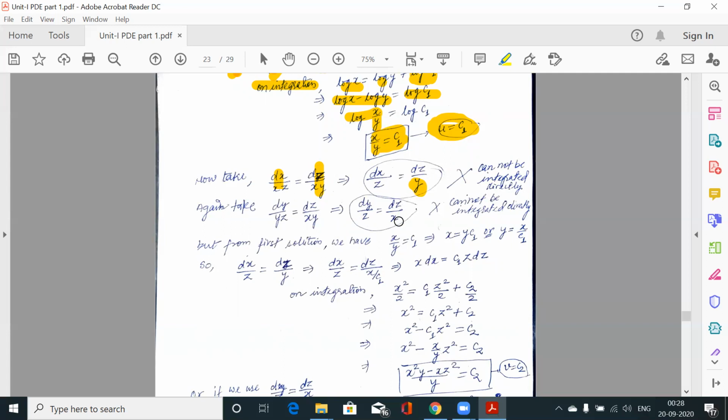Similarly, if we take these two fractions, what was the problem? This x was the problem. If we replace this x by this x value, y c1, then y c1 will go on this side, z on that side, so these can be integrated easily. So this is our second case, how to get the second solution using the first solution, if possible.